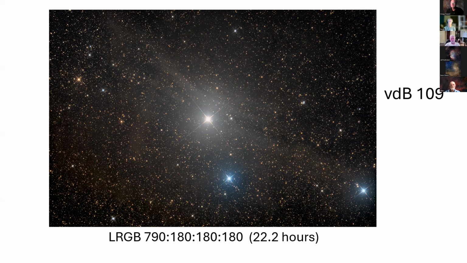Which gear, Greg? This is with my 10-inch astrograph and a CCD camera. It's an LRGB. You can see that I shot about 3 times as much luminance as RGB, which is the way I usually do these. Other questions?